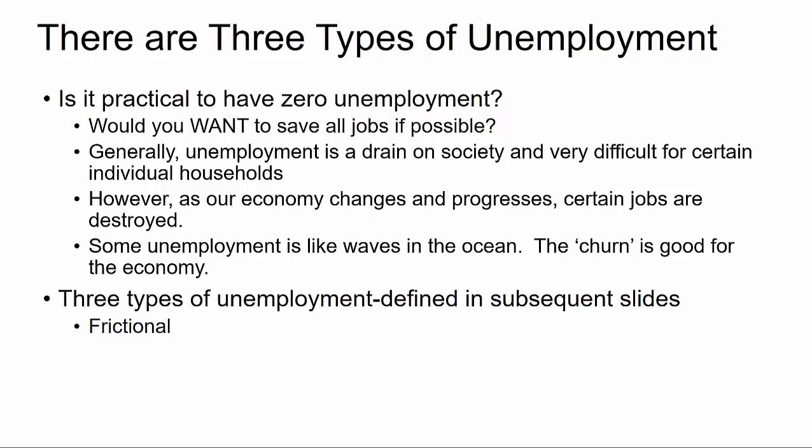You know how the ocean brings waves in and the currents, and they work to kind of clean the ocean and keep oxygen in it, and you know that churn is actually good. The churn of unemployment is actually good for the economy, especially two types of unemployment. The third type, not so much. So here's our three types. We have frictional unemployment, structural unemployment, and then something called cyclical unemployment. The cyclical one is the one we would say is bad. The other two are a good thing though. All right, so let's start talking about them.